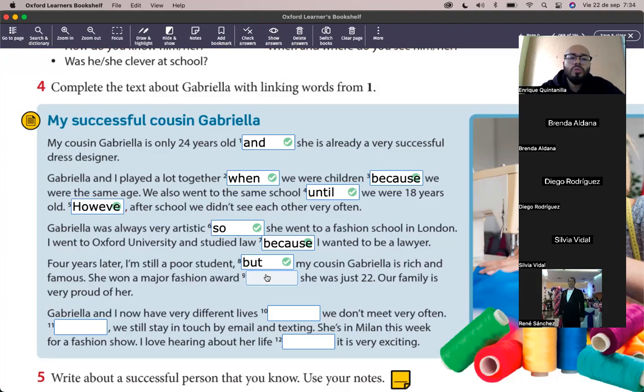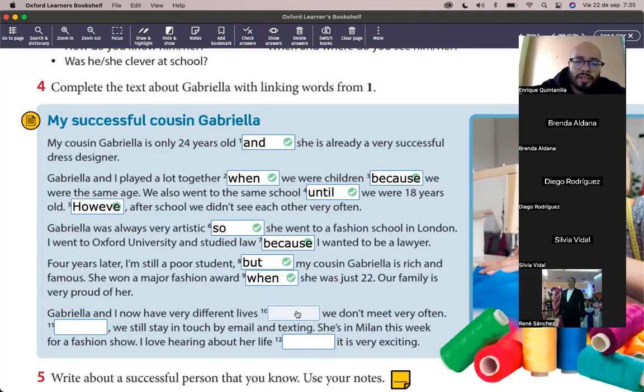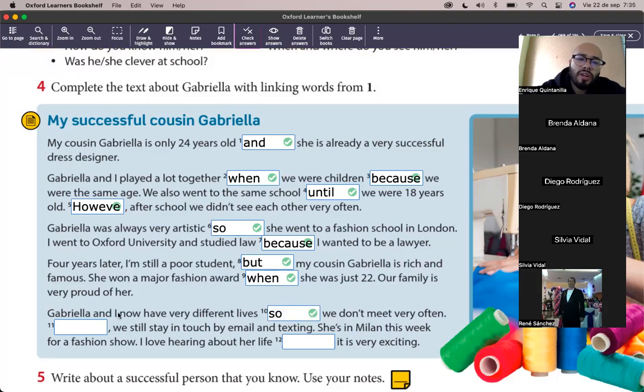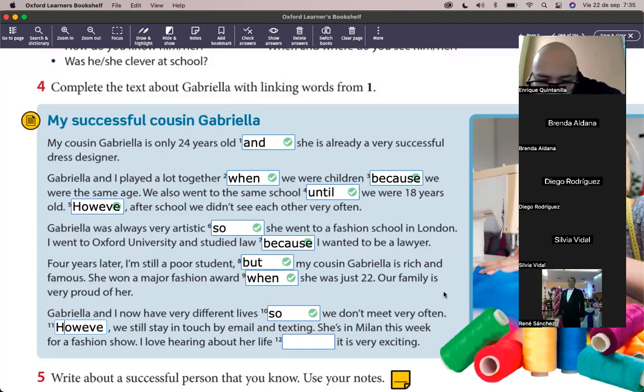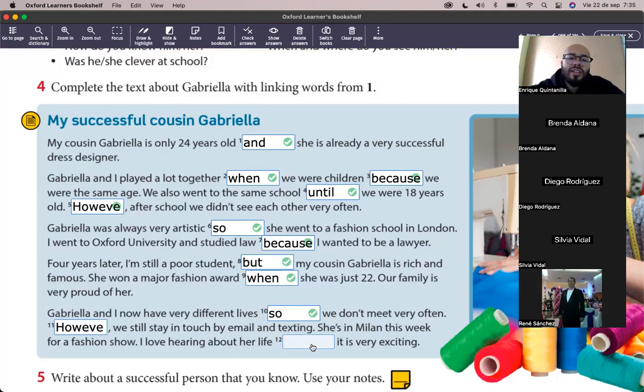She won, when, it is correct. When, number 10. So yes, indeed, it is correct. So we don't meet very often. However, with capital letters, porque hay un punto, there is a period, capital letters, however, and finally, because. And you were right, guys, you were right.